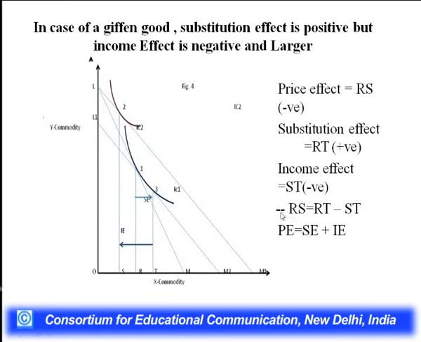So you get the price effect minus RS, that is RT minus ST. So you see here income effect is larger. So that is why as the price falls, demand also falls.